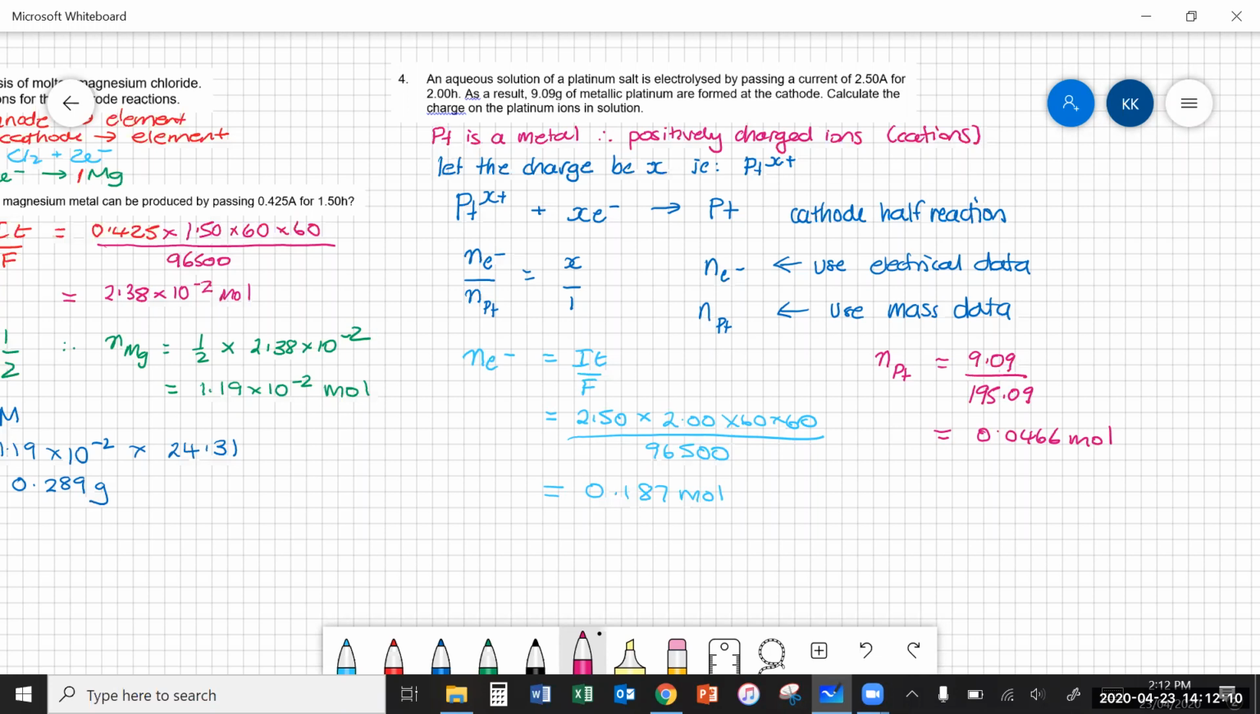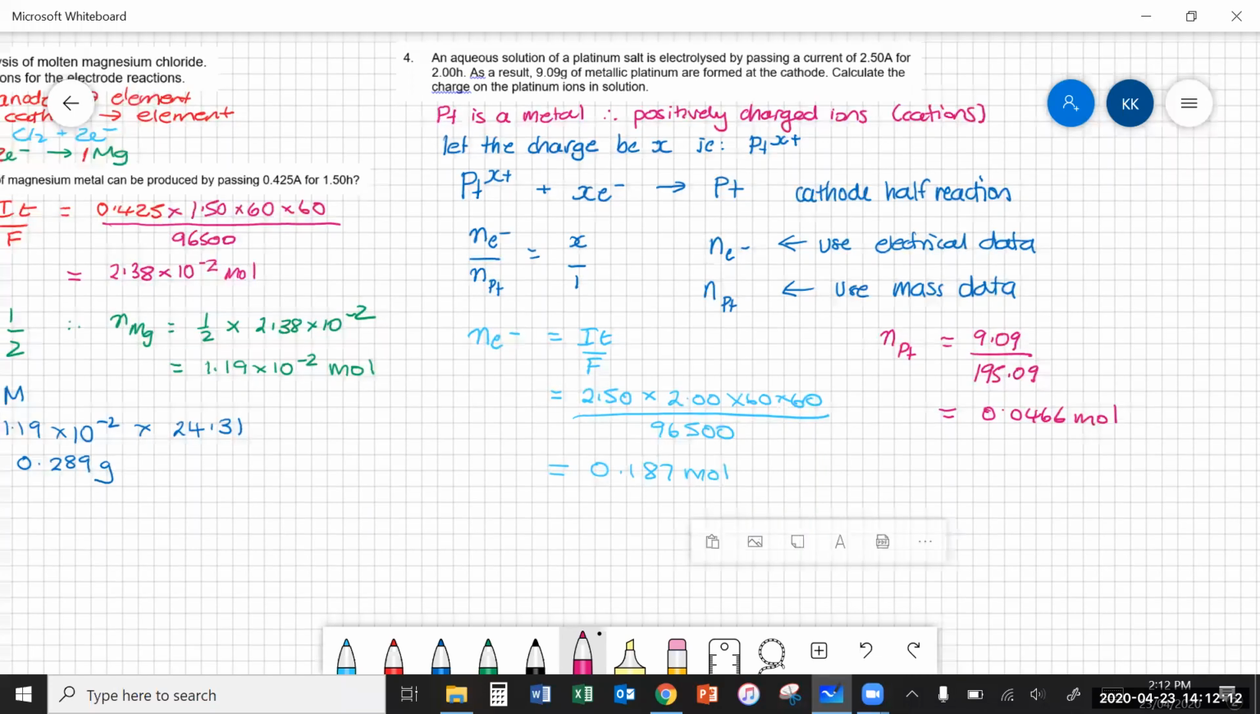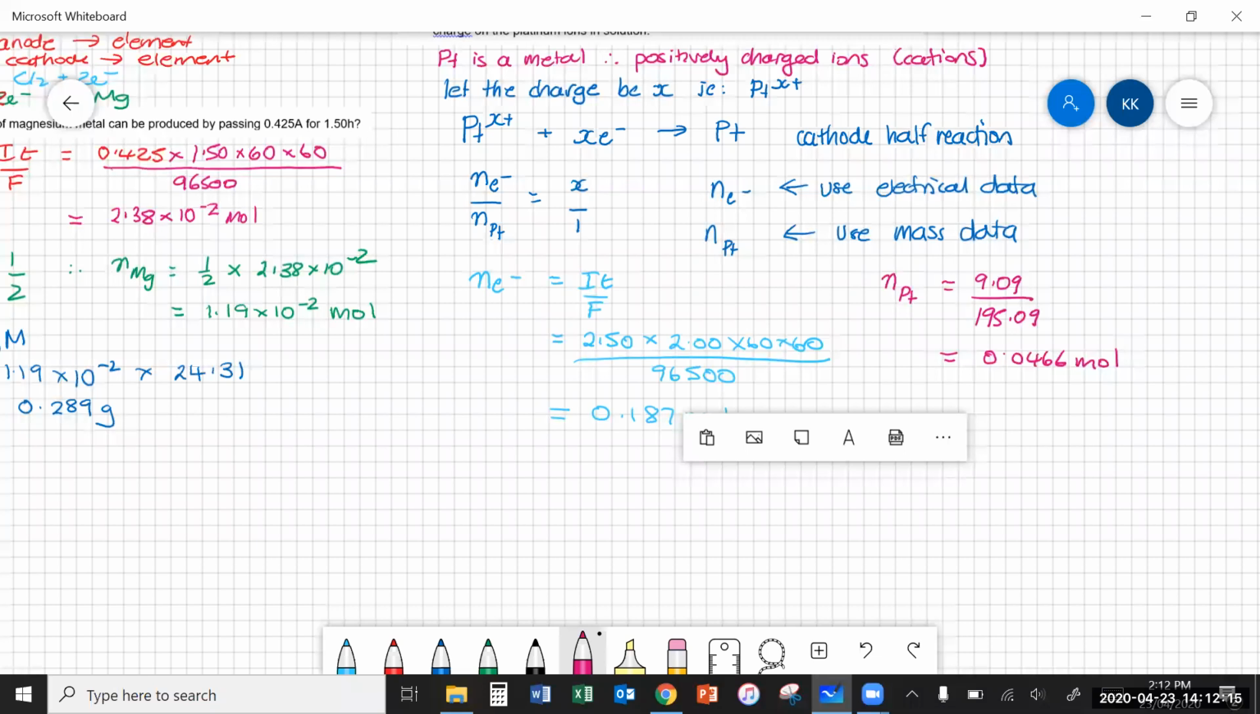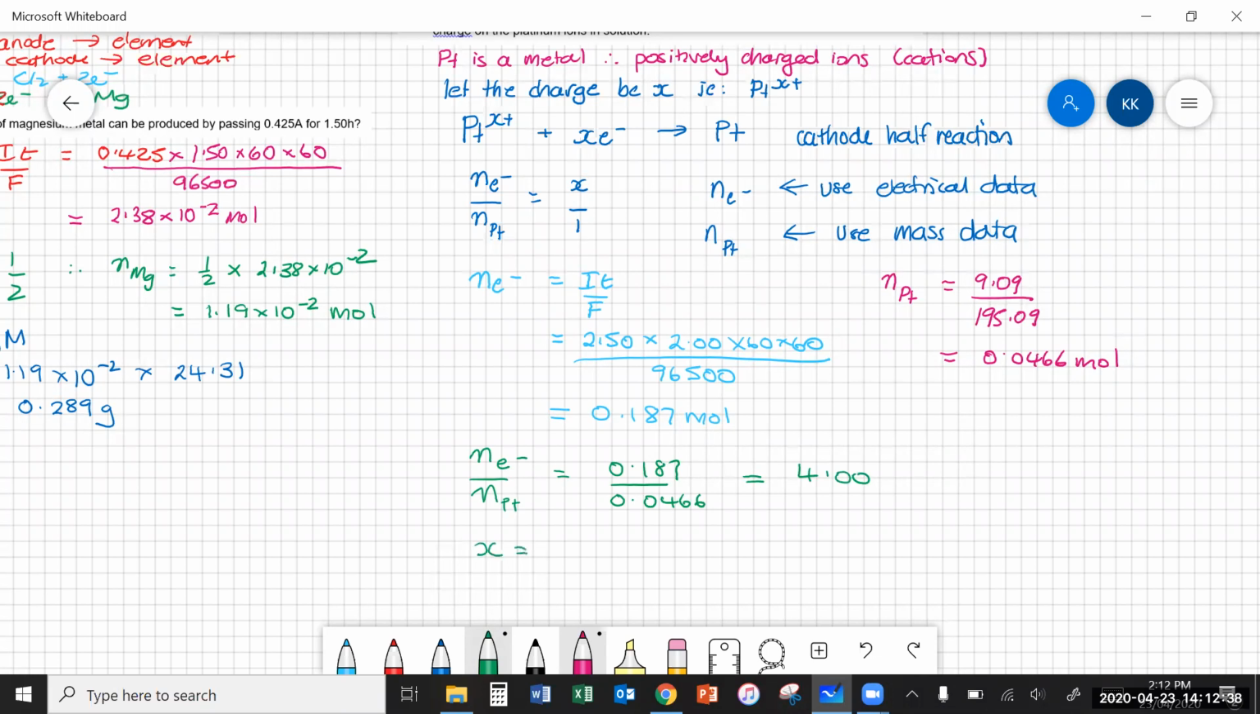So all we've got to do to find the charge on the platinum ion now is to take that ratio that we spoke about before. That ratio was moles of electrons over moles of platinum, which is 0.187 over 0.0466. So it comes out to be 4.00. And that means that X is 4.00. So our platinum ion is 4+.